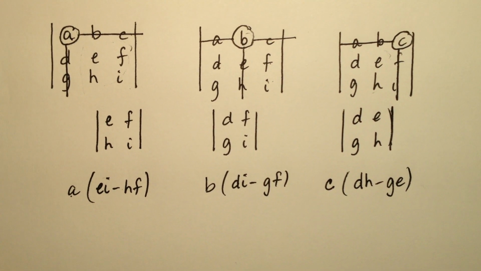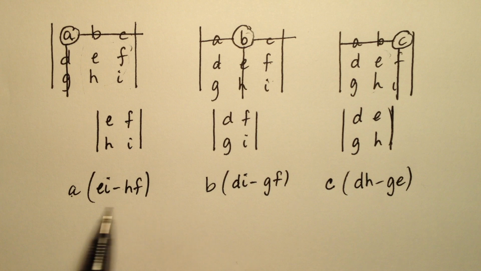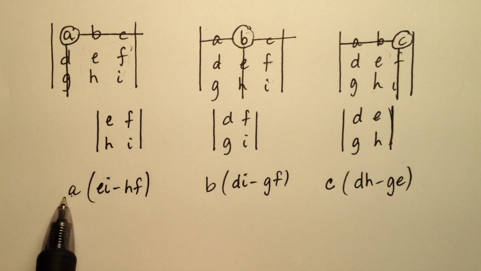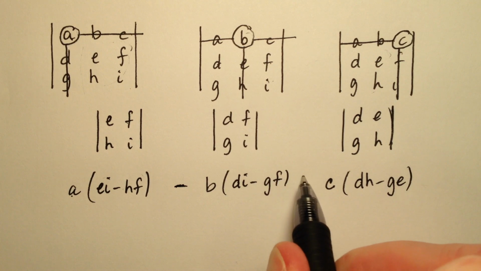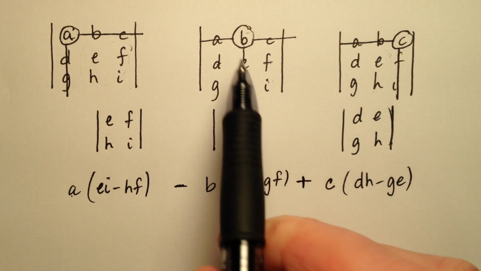So we have a few values here. It looks like a big expression. And the first one's going to be positive, then this one's going to be negative, and then this one's going to be positive, and they're going to alternate.